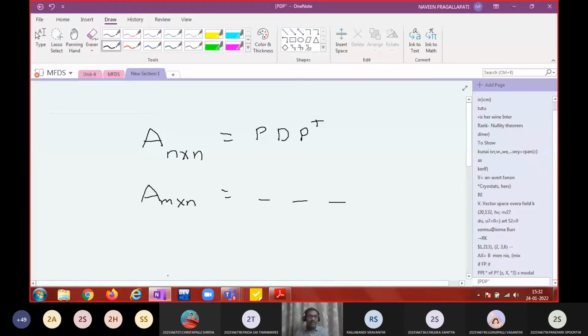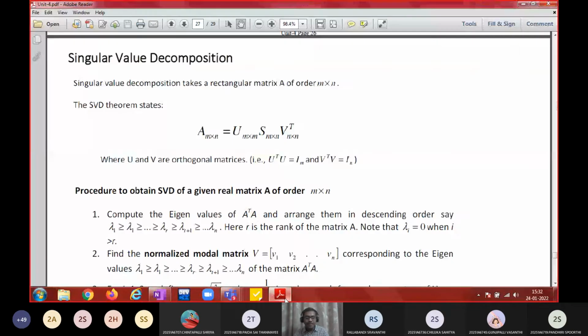In the case of a square matrix, we are able to express this as P D P transpose, where P is orthogonal. In this case, it is going to be U S V transpose, similar to this, making sense? Here U and V are orthogonal. And what are the orders of U, S, V? You see here. S has the same order as A. U has order equal to the number of rows. V has order equal to the number of columns. And this is V transpose.